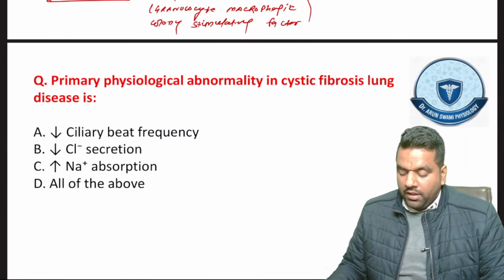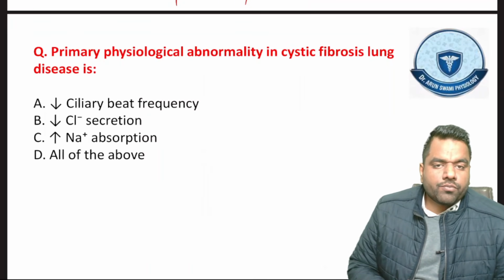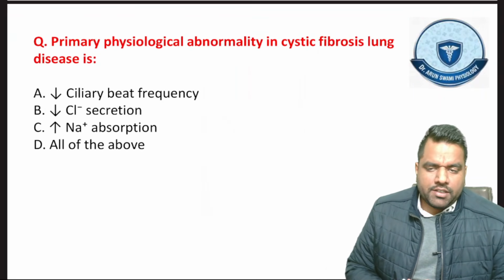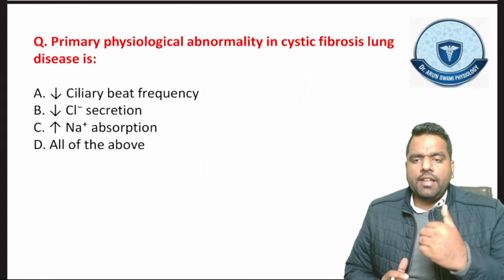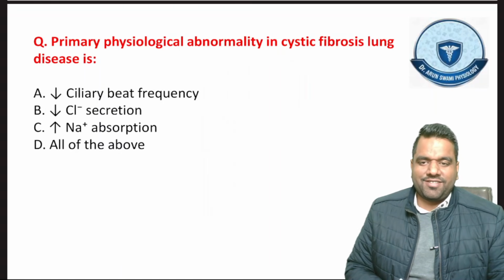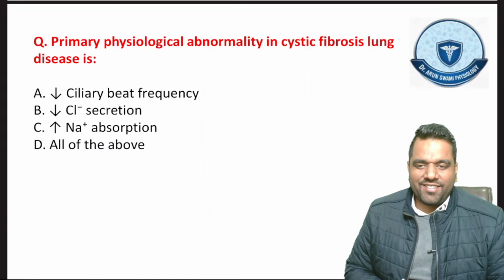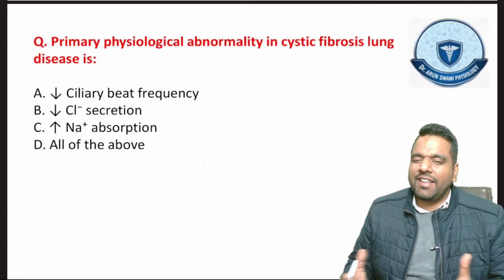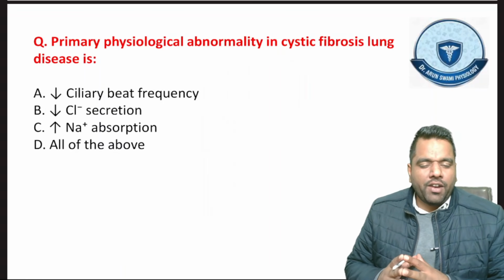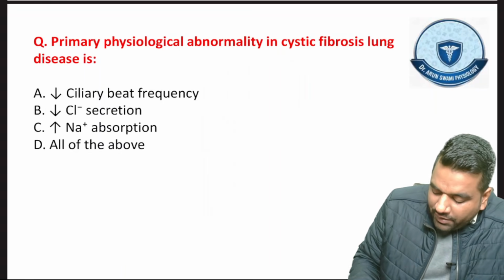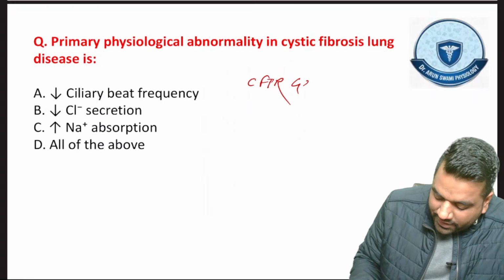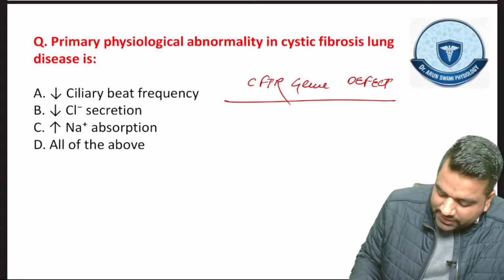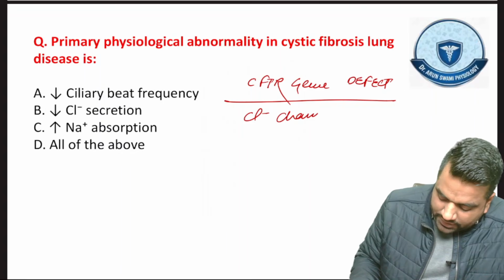The next question: the primary physiological abnormality in cystic fibrosis lung disease is decreased ciliary beat frequency, decreased chloride secretion, increased sodium absorption, or all of the above. Yes, guys, what's the right answer of this question? Most of you right now are thinking cystic fibrosis, sir, there is a chloride channel defect. The gene which is defective is the CFTR gene. And most of you are thinking, sir, there is a defect in the chloride channel.